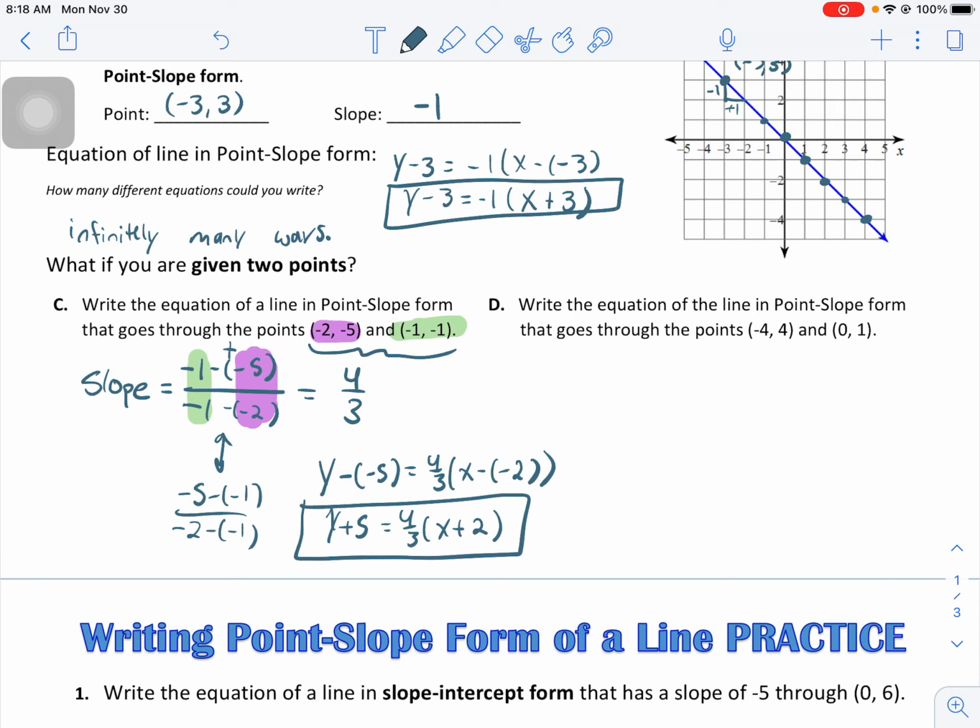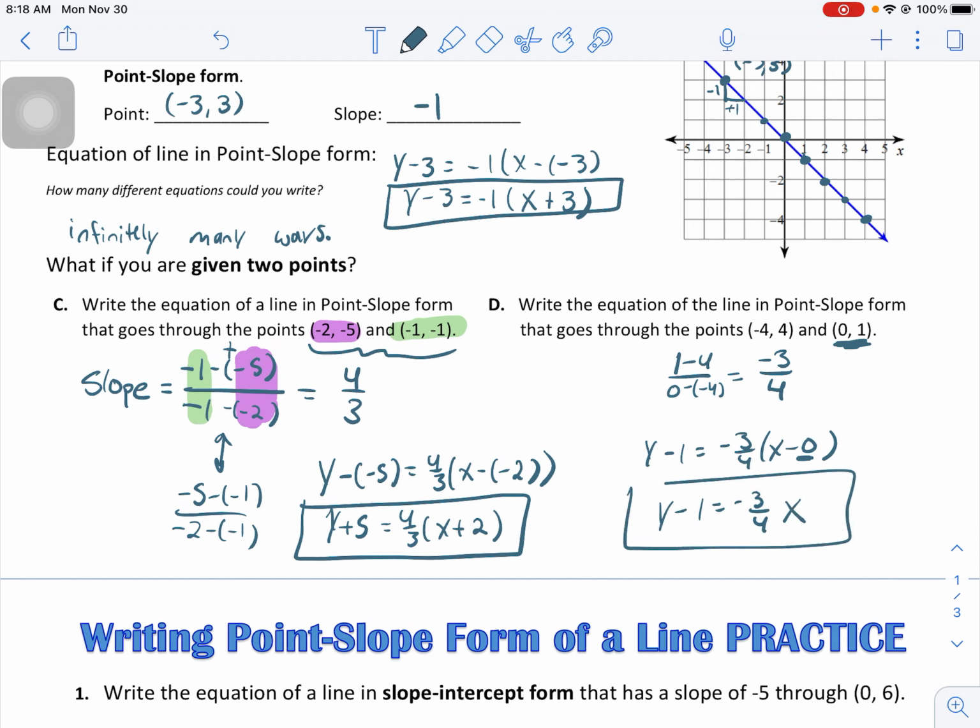The last one says write the equation of the line in point-slope form that goes through the points (-4, 4) and (0, 1). So again, find the slope. So 1 minus 4 over 0 minus negative 4 equals negative 3 over 4, so negative 3/4. I'm going to use the point on the right this time. So we're going to go y minus 1 is equal to negative 3/4 times x minus 0. We don't need to write that minus 0, so we can say y minus 1 is equal to negative 3/4 x. Okay, and that's still point-slope form. All right, it just gets simplified just a little bit.